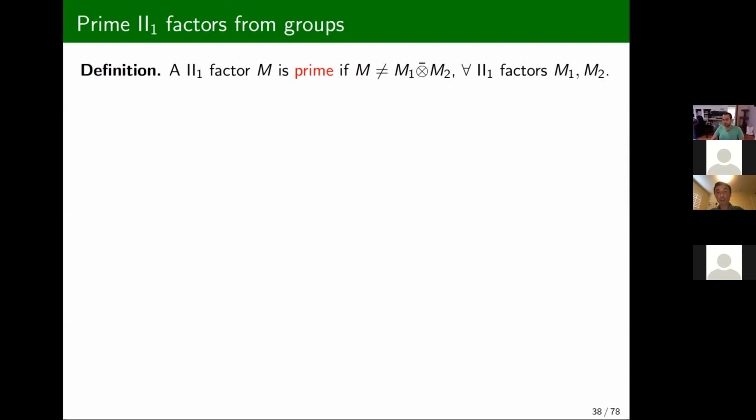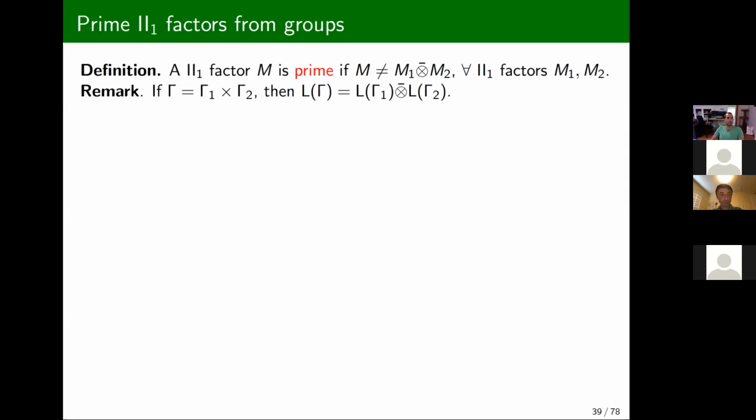So you may wonder, how do these tensor product decompositions arise? Well, if gamma is the product of two groups, then L of gamma is the tensor product of L of gamma 1 with L of gamma 2. So what this means is that if you can prove that L of gamma is prime, then you've strengthened the condition that gamma is not a product of groups. This is a strictly stronger condition, but you can think of it as that. L of gamma being prime means that gamma is not a product of groups, but much more than that.